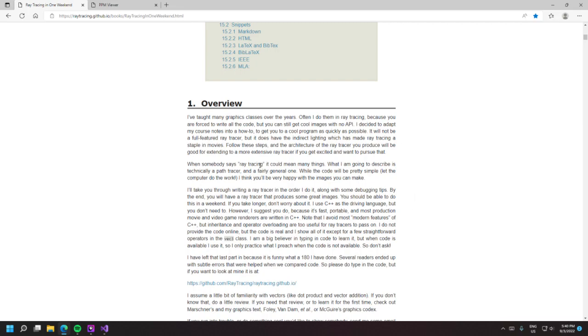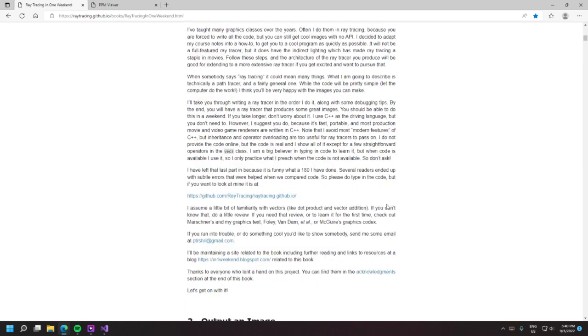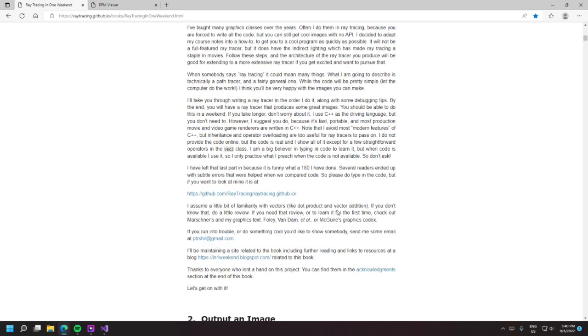So it says when somebody says ray tracing, it could be many things. What I'm going to describe is technically a path tracer, and a fairly general one. Well, it's good that we're using C++, because at least for me, it's relatively easier and one of the clearer languages. Okay, we're just going to do the regular one for now.